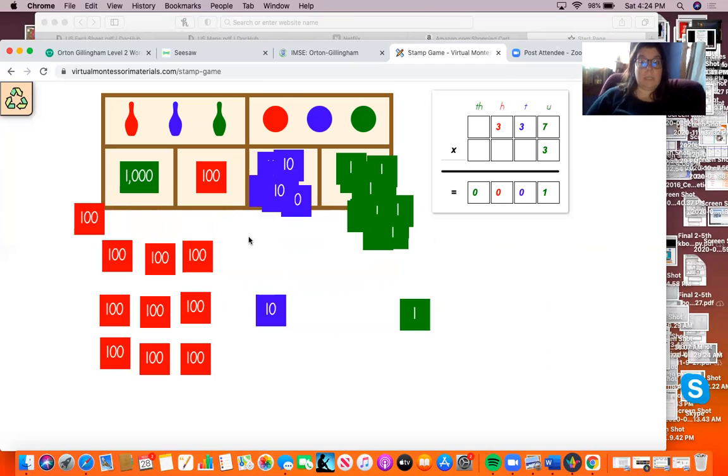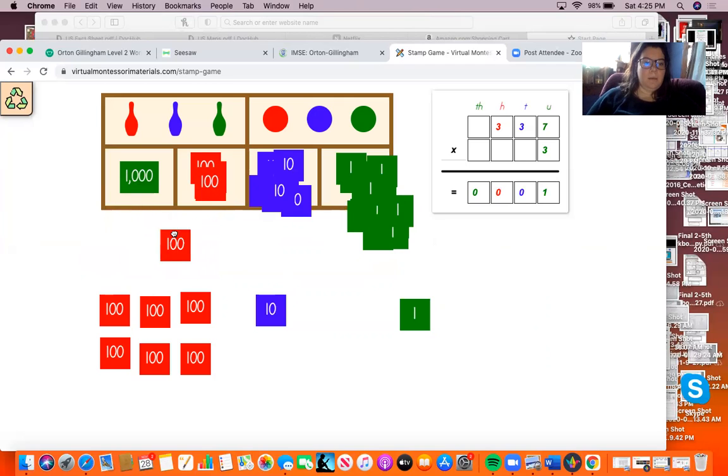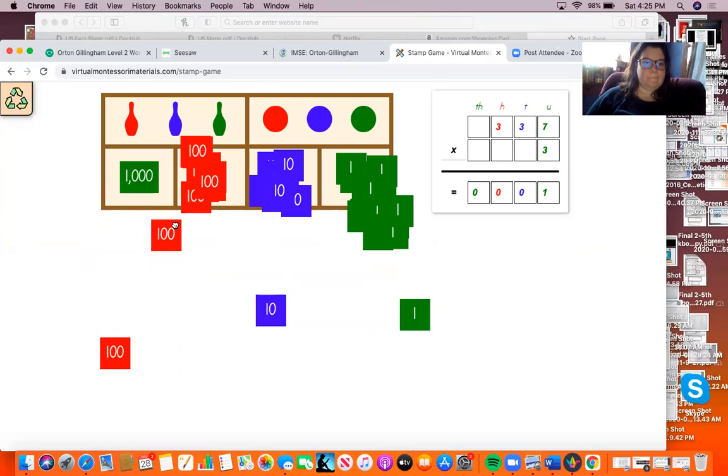And now we have 300 times 3. So 3, 6, 9, 10. We have 10 hundreds, which we're going to regroup for 1,000. So all these hundreds go back. We get out our 1,000, and we can put this here to represent we have 0 hundreds. So 110, 1,000. So the answer is 1,011. 337 times 3, 1,011.